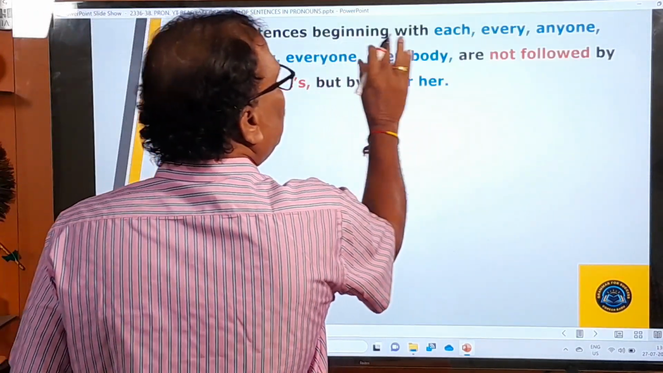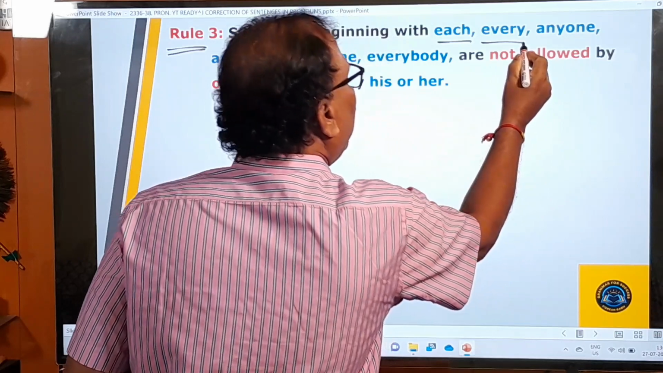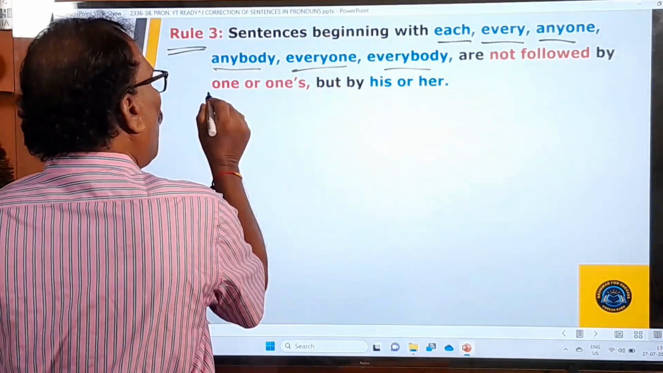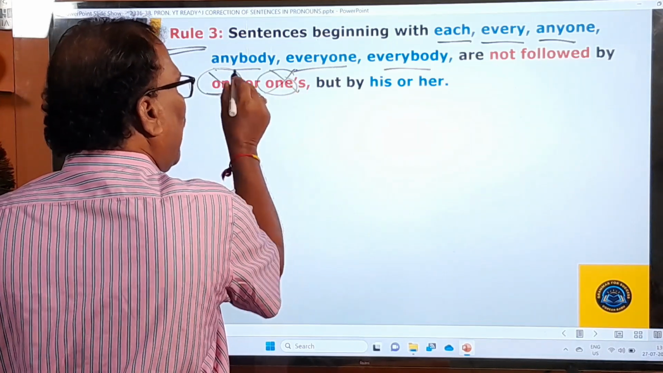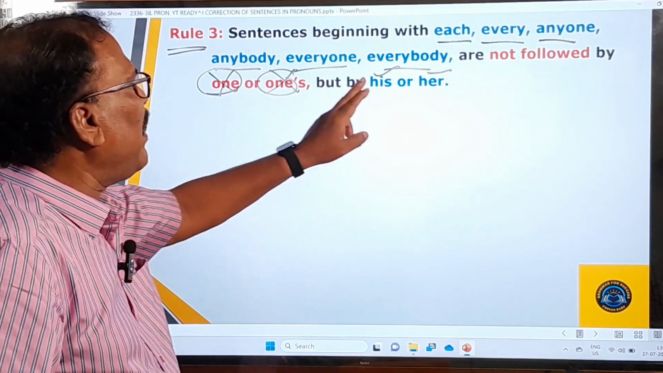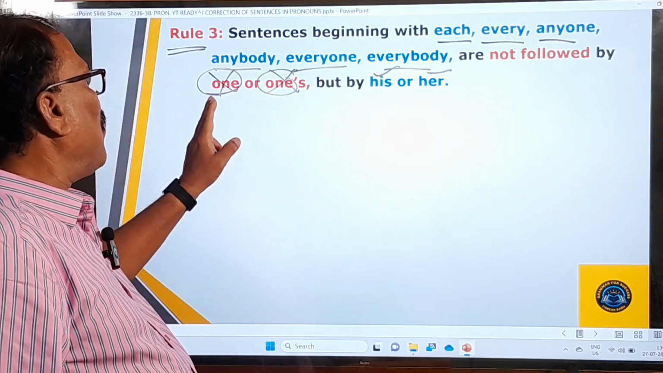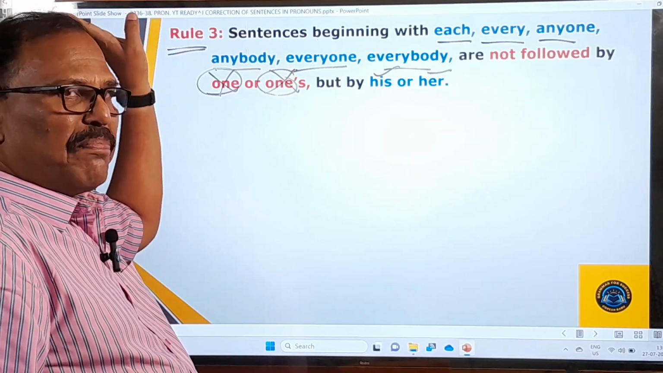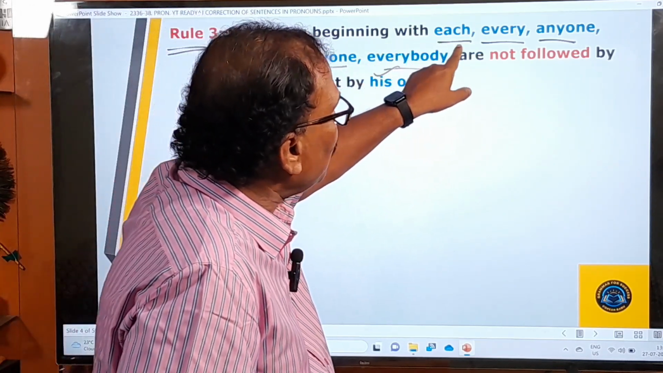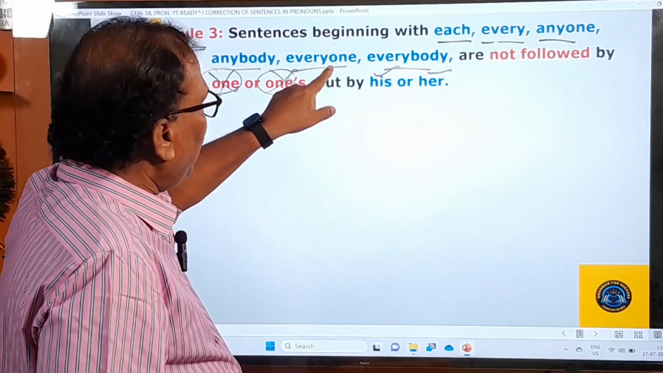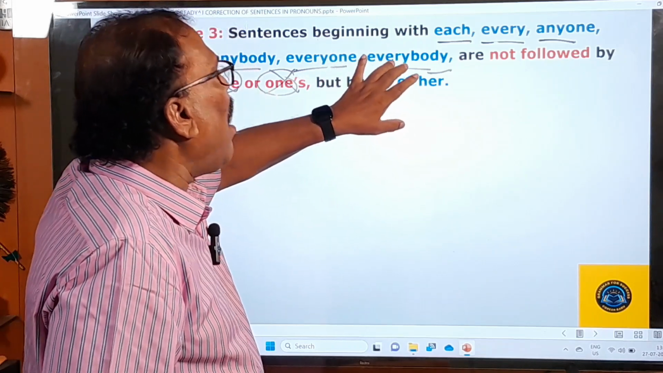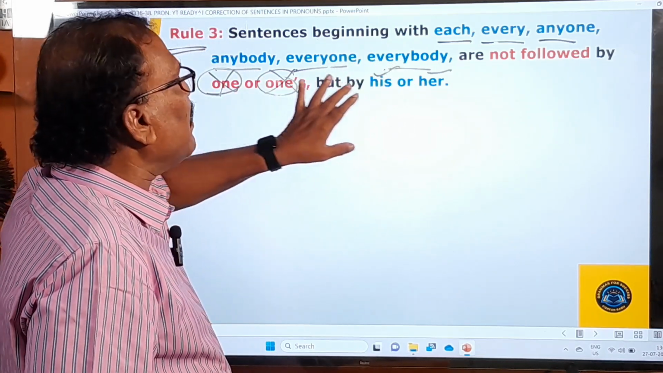What is that? Sentences beginning with each, every, anyone, anybody, everyone, everybody are not followed by "one" or "one's," but by "his or her." Look at that. "One" is not followed by "his or her"; it follows only "one" or "one's." That is the second rule. Here the rule is different. Each, every, anyone, anybody, everyone, everybody are also pronouns, and these are not followed by "one" or "one's," but "his or her."